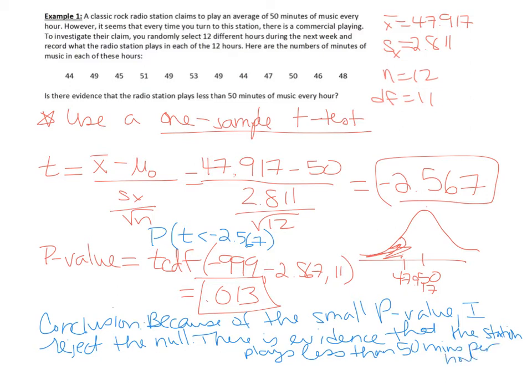So just make sure that when you write your conclusion, you do include whether you reject or fail to reject, you have to include that the p-value is small or large, and you have to use the context of the problem and say what you found evidence of. So make sure that you put all of those things.